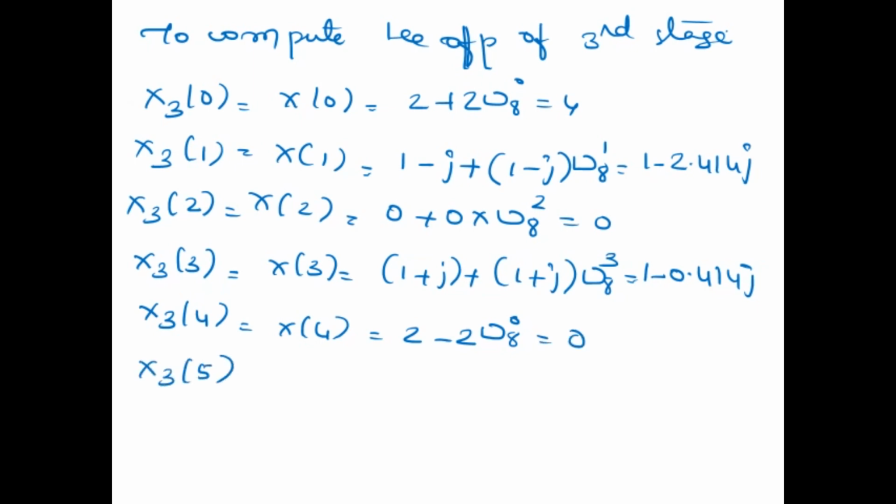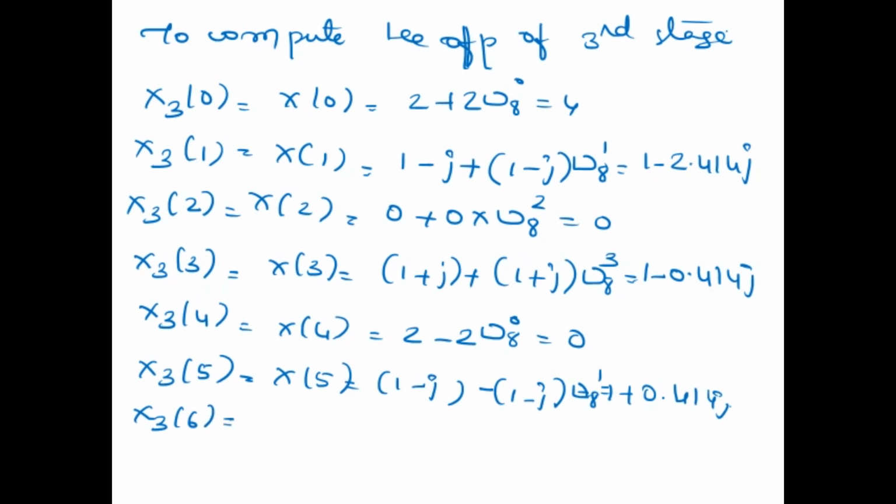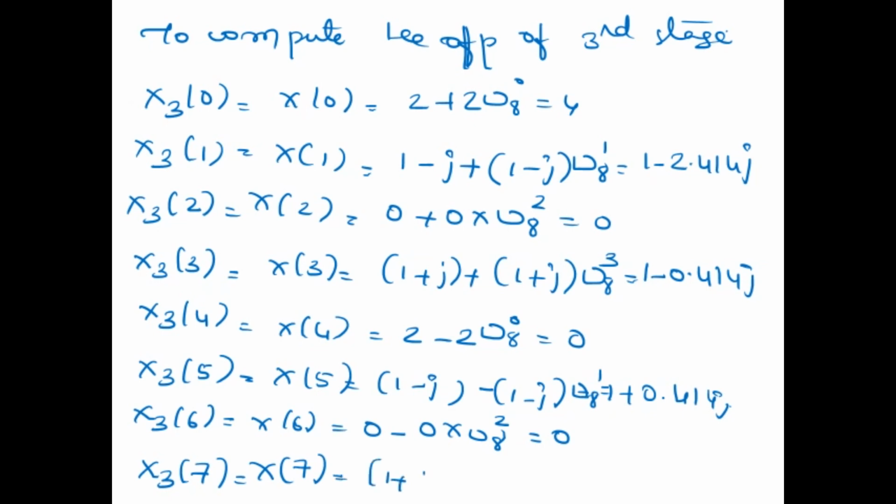Then x3 of 5 is equal to x of 5, which is equal to 1 minus j minus 1 minus j into omega 8 of 1 equal to 1 plus 0.414j. Then x3 of 6 is equal to x of 6, which is equal to 0 minus 0 into omega 8 of 2, which is equal to 0. Last one, x3 of 7 is equal to x of 7, which is equal to 1 plus j minus 1 plus j into omega 8 of 3, which is equal to 1 plus 2.414j.